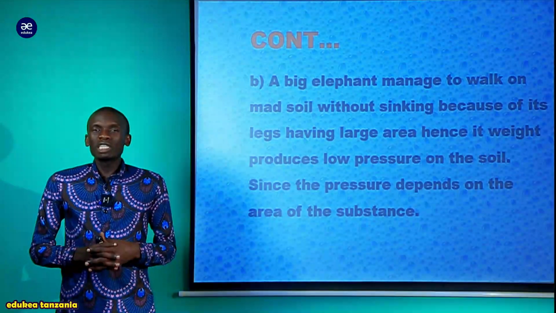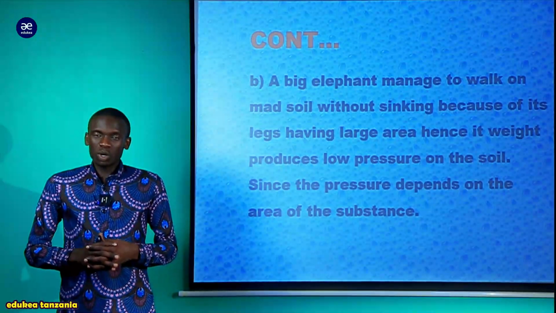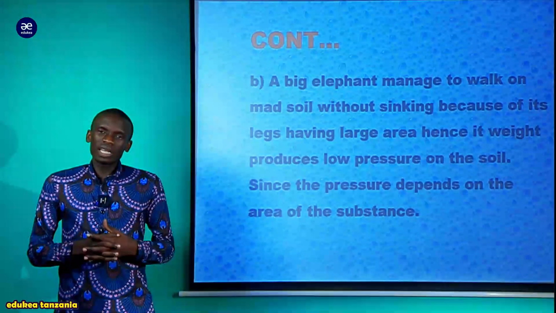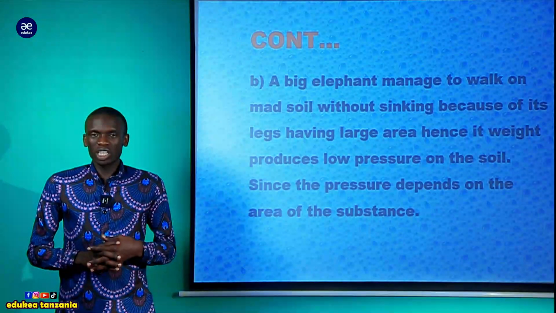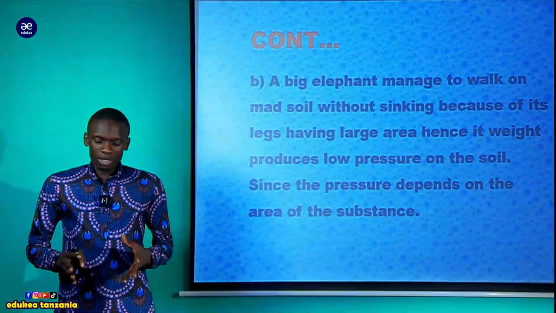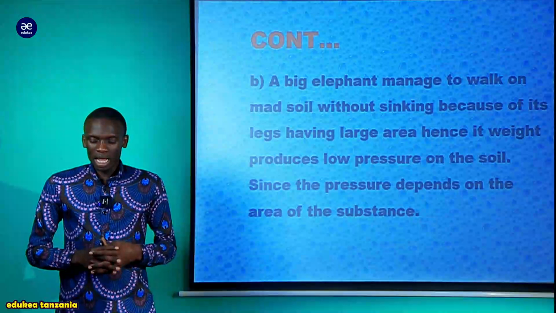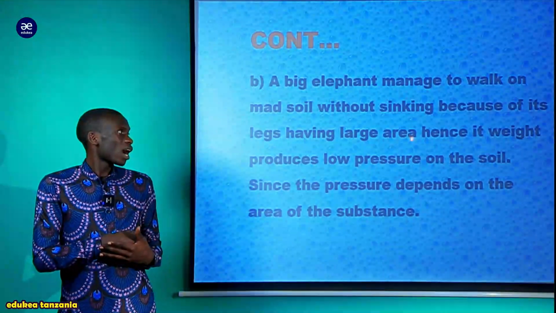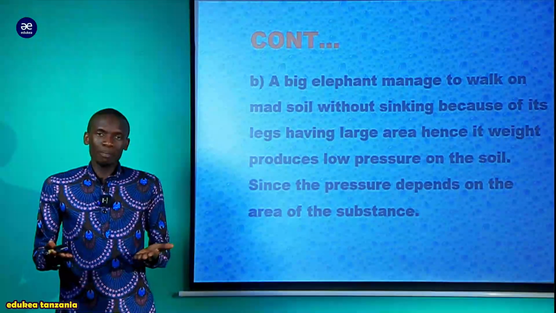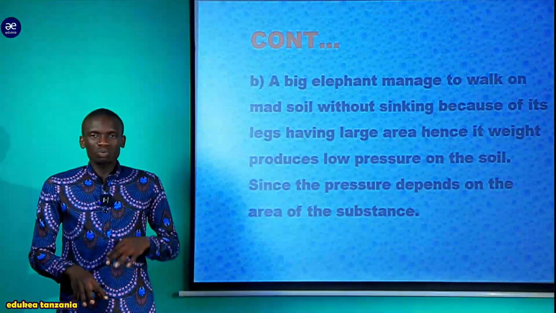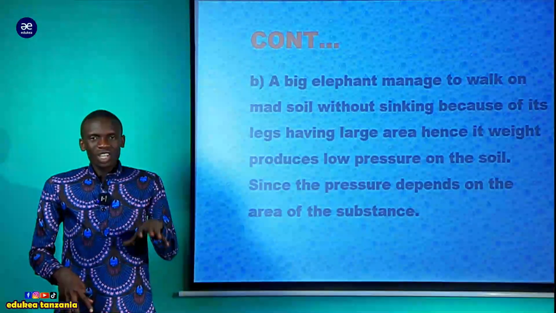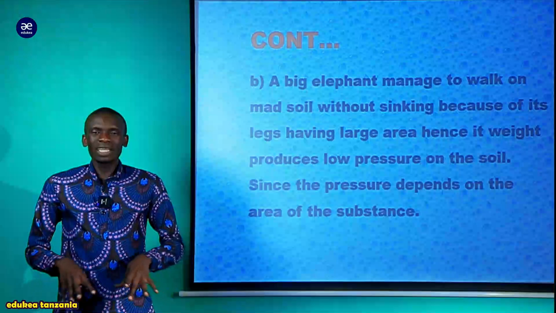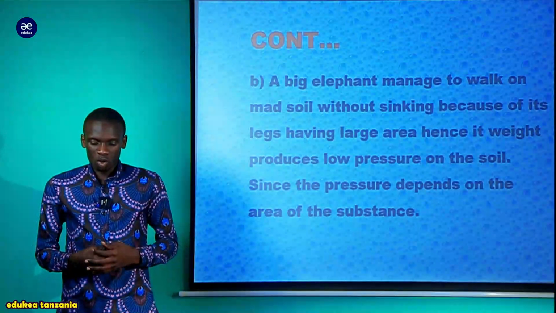That is why it produces small pressure. Its weight produces small pressure on the ground. That is why it does not sink. But a human being produces large pressure on the mud soil. That is why you sink. Kwa nini tunazama sisi? Kwa sababu tuna produce large pressure compared to tembo. Tembo yenyewe ana mguu mpana sana, kwa hiyo akikanyaga udongo, ule udongo hauwezi kuzama kwa sababu area ni kubwa sana, anaproduce pressure ndogo sana pale chini.